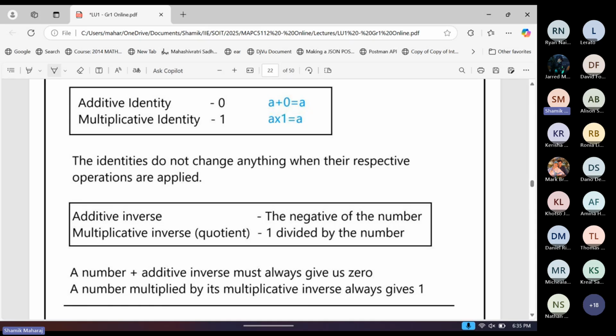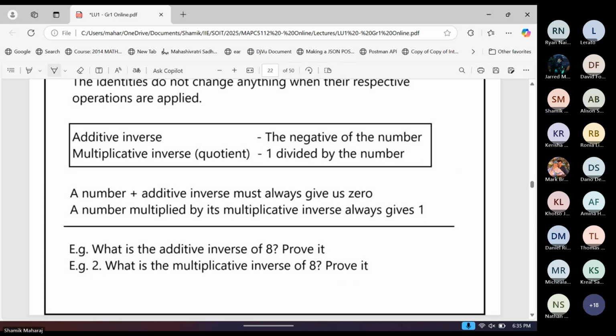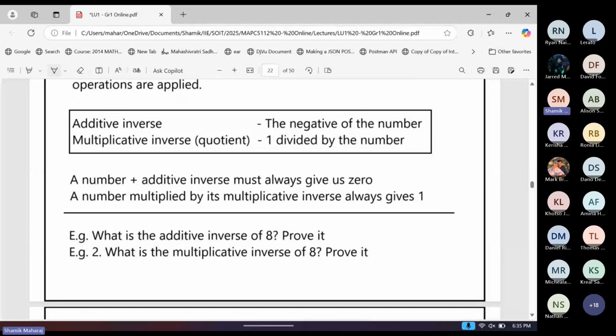Multiplicative identity, same reasoning. 1 changes nothing under multiplication. 1 multiplied by a gives you a as an output. So just things to remember. Additive inverse at the bottom here is just the negative of a number. So for example, if I take 7, the additive inverse of 7 is just negative 7. Right? It's just the negative of a number.